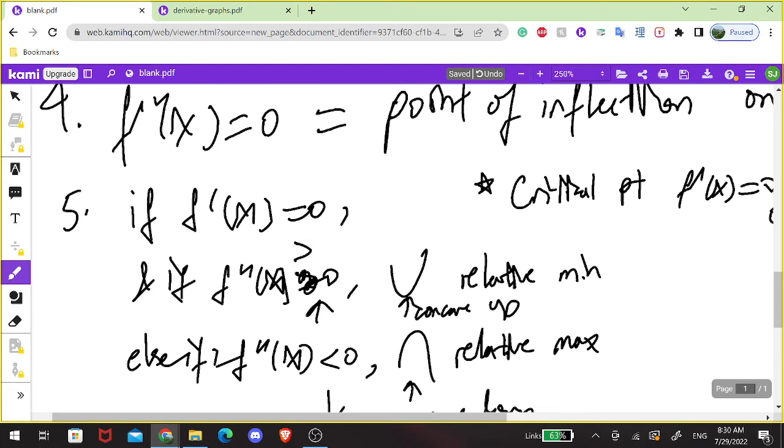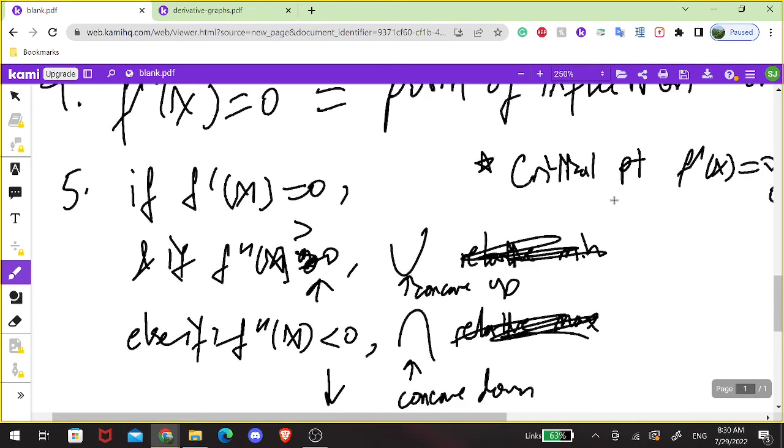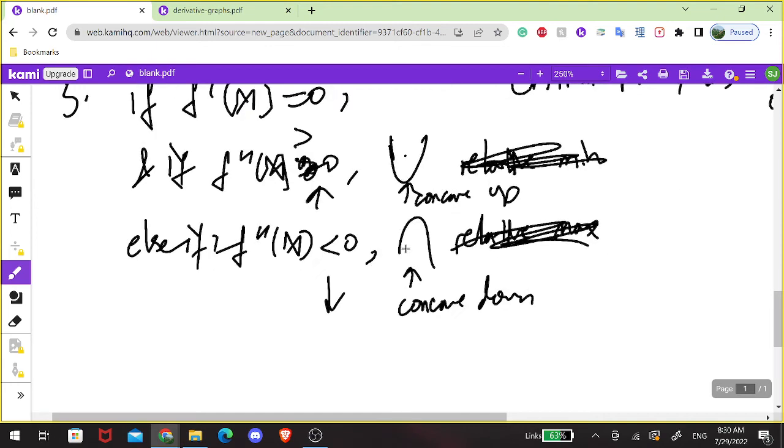Oh wait, no, it's not a relative min or max. It's just concave upwards or concave downwards. It's simply telling you it's concave upwards or concave downwards. So if at this point f prime of x is known to be 0, then f double prime of x greater than 0 means concave up. If f double prime of x is less than 0, concave down. So that's all the rules there are.